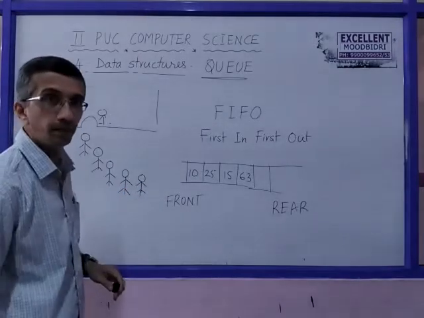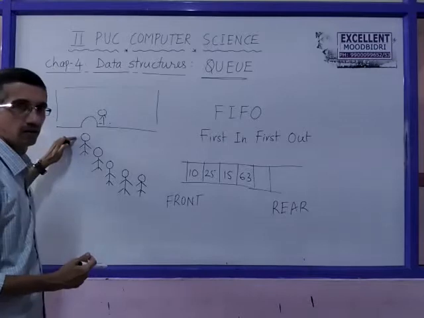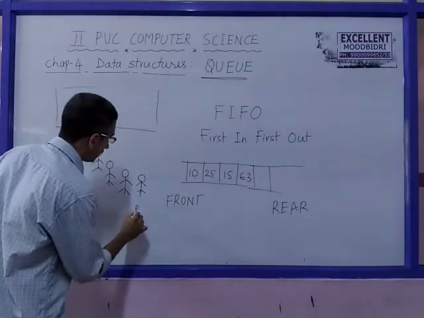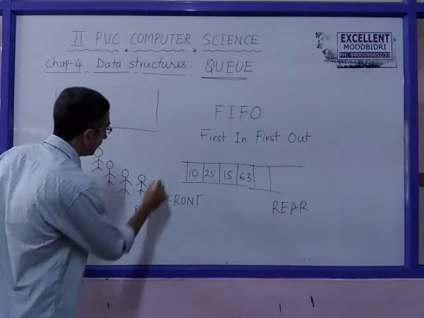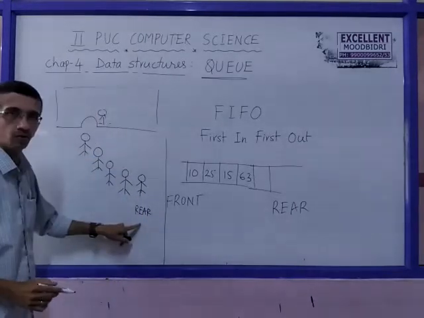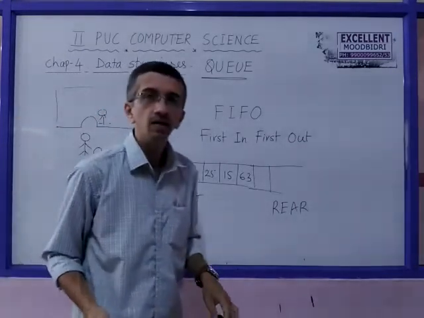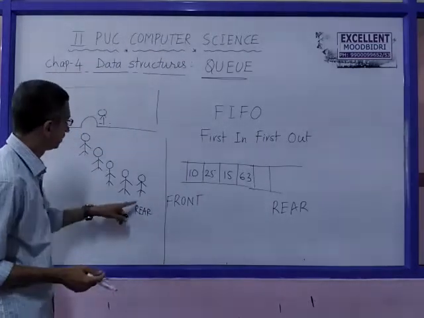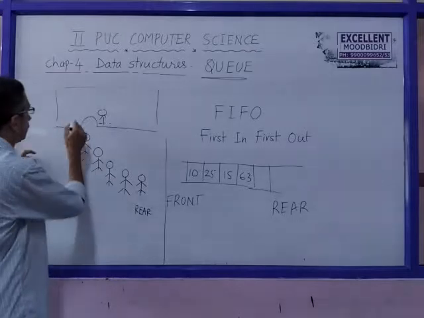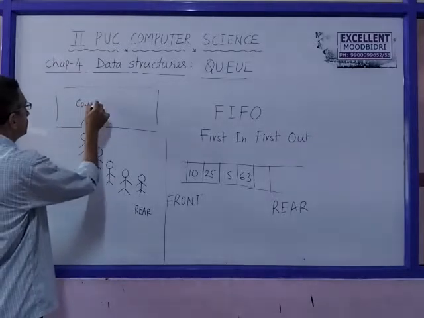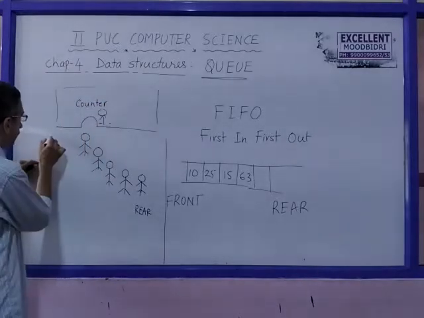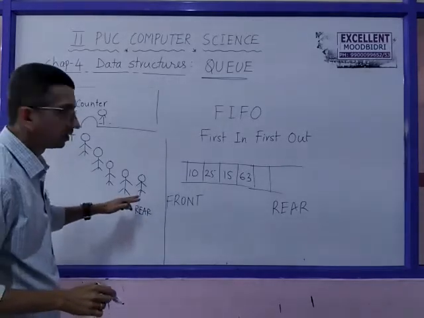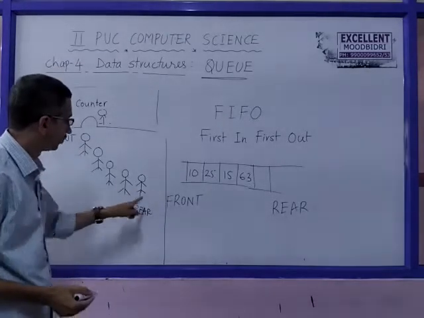So when people come and join, they will be joined here, correct? So this is the rear end, RER. Right? This is the rear end. So the new person getting entry into the queue goes and stands here. He has to get the service here. So this is the service point, the counter. This is called the front of the queue. So when you are coming to the queue, you must stand here.